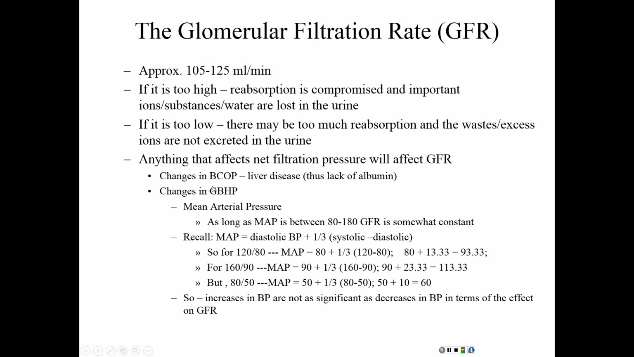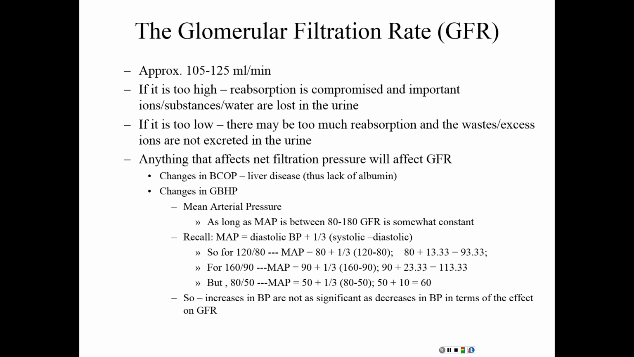Now, anything that affects net filtration will affect the glomerular filtration rate. So if we lose blood colloid osmotic pressure, something like liver disease where we stop making albumin, this is going to be a problem. And then really the thing I want you to know here, and here's where we've already looked at mean arterial pressure, we've already learned this formula. We'll practice some when we get into class, but there's a really important factor I want you to know here. There's a statement that says as long as mean arterial pressure is between 80 and 180, GFR, glomerular filtration rate, is somewhat constant, and that's true.